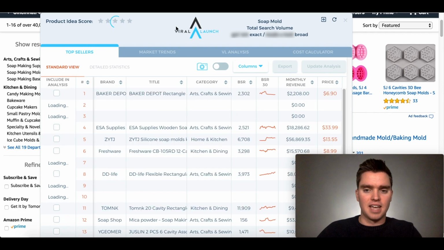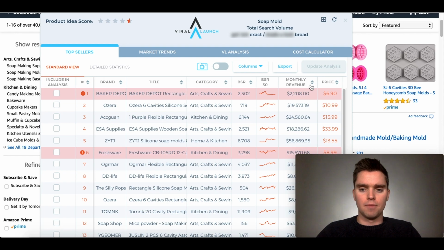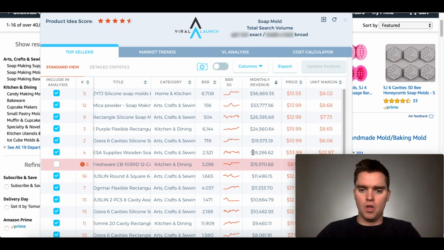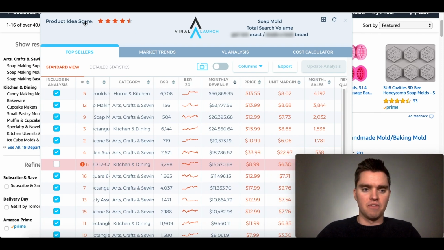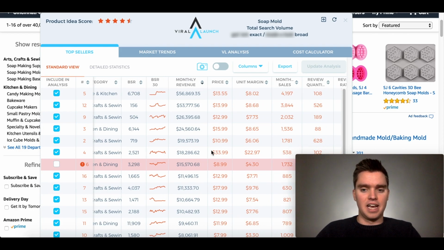So we're going to let this load and see some of the results for soap mold. It's giving us a 4.5 out of 5 star. But again, I don't always go by the Viral Launch product idea score. A lot of times it's not very accurate. It's not very trustworthy. Okay, monthly revenue. The top seller for soap molds is making over $55,000 a month in revenue. The second is making about $54,000. That's crazy to me.